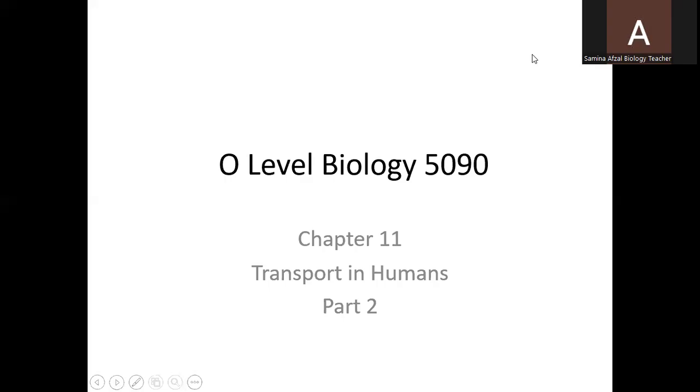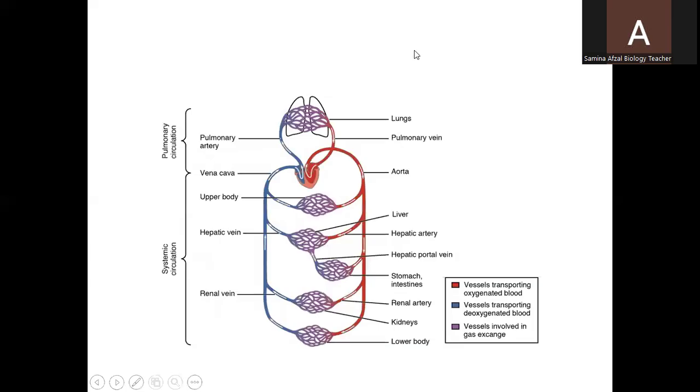O-Level Biology 5090, Chapter 11, Transport in Humans, Part 2. First of all, I would like to discuss the different arteries and veins which supply the blood or collect the blood from different parts of the body.